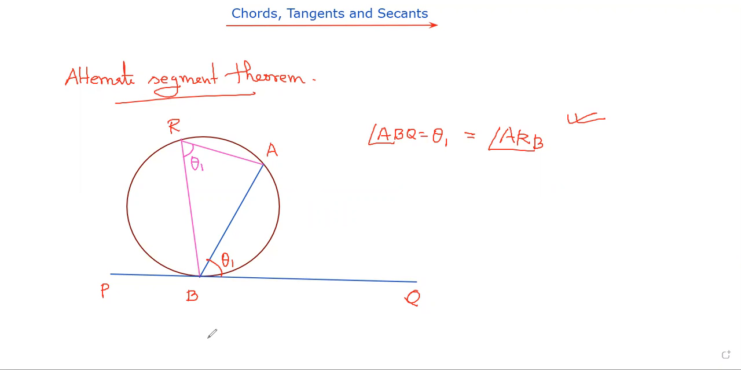Similarly, if I want to write it down, let's say this angle is alpha. Then the chord RB, in the alternate segment, forms this angle. So this will also be alpha. So here I can say RBP will be equal to RAB. So this is the alternate segment theorem as per the tangent and the secant.